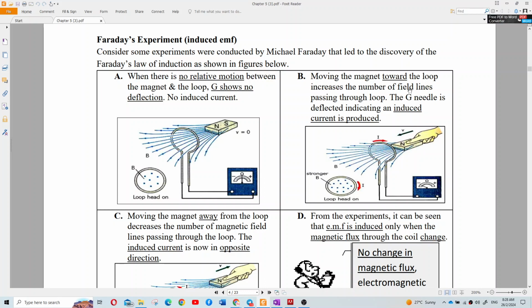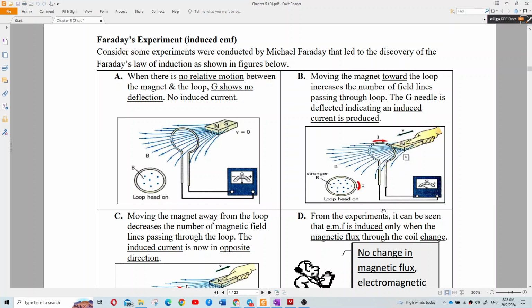But if you move the magnet toward the loop, it increases the number of magnetic field lines passing through the area. It changes the magnetic flux. Compare the magnet far away and near to the coil. If you bring the magnet from far away to near the coil, the magnetic flux through the area increases. When far away, less flux; when near to the coil, more flux. So there is a magnetic flux change through the area.